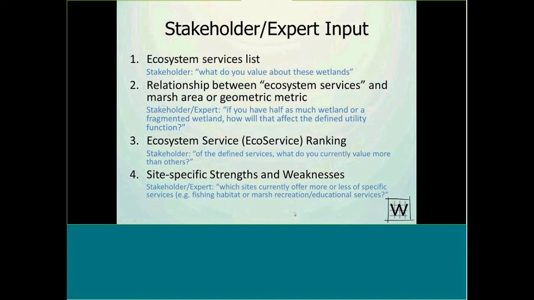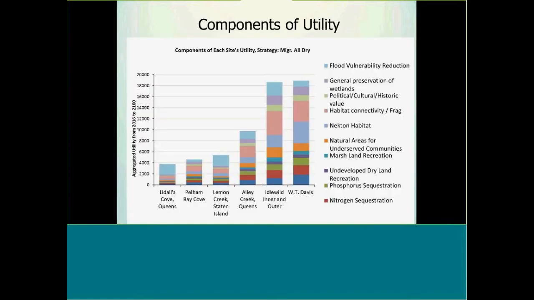Finally, we spent some time looking at site-specific strengths and weaknesses. Again, for example, you might have a marsh island that has great width, has a great potential for wave attenuation, but is not actually protecting any infrastructure. So those are the kind of details that you need to bring into the model. When you put all these together, you get sort of an aggregated total utility of each marsh over time.